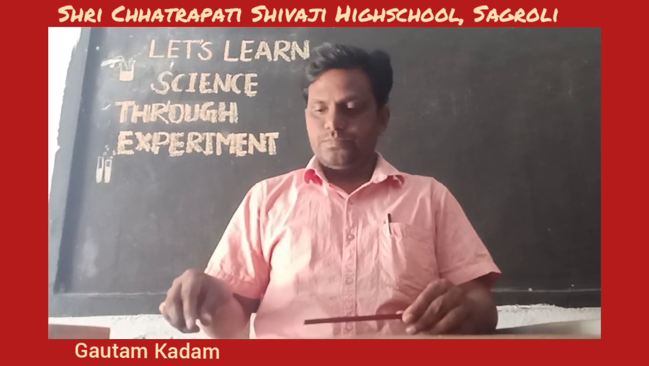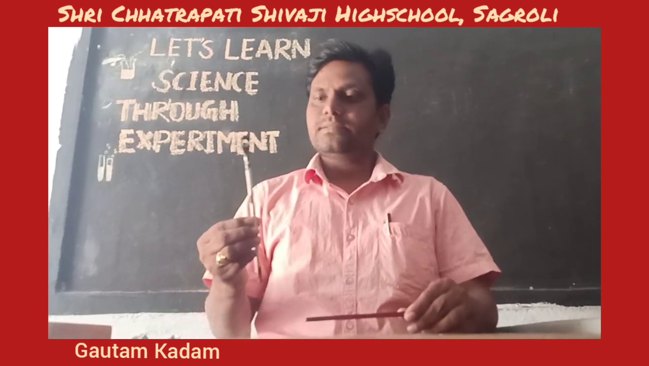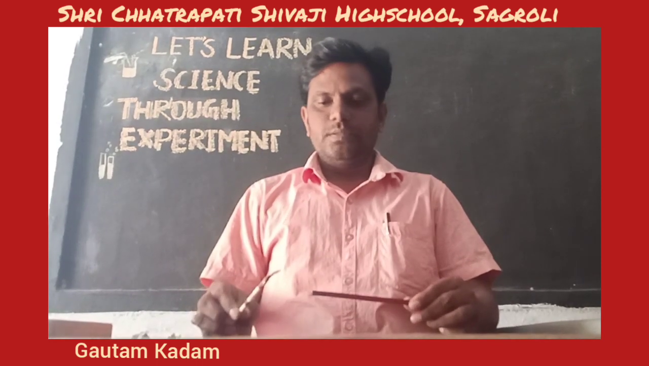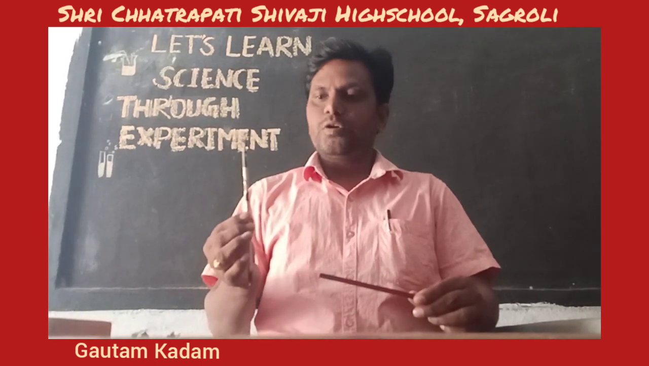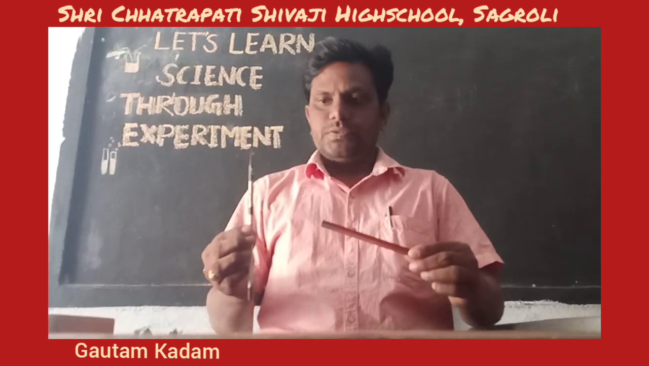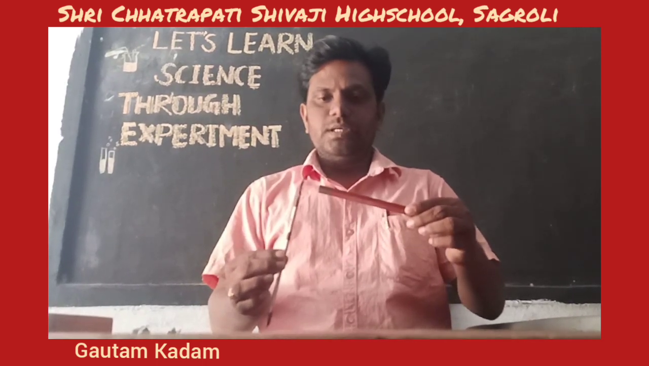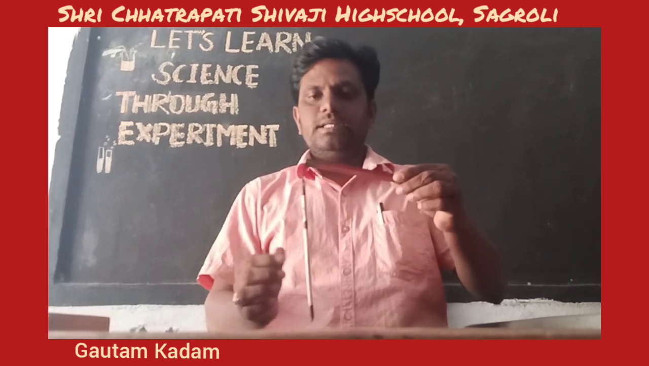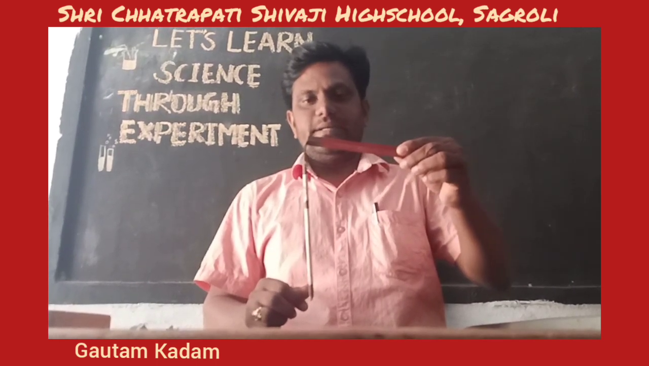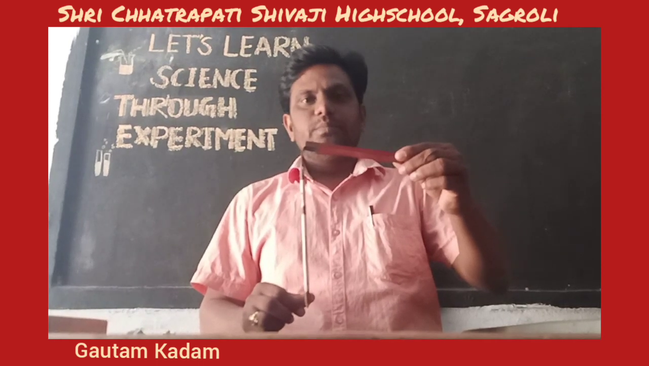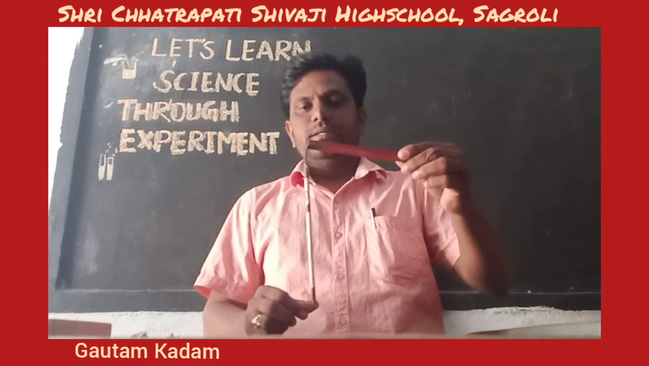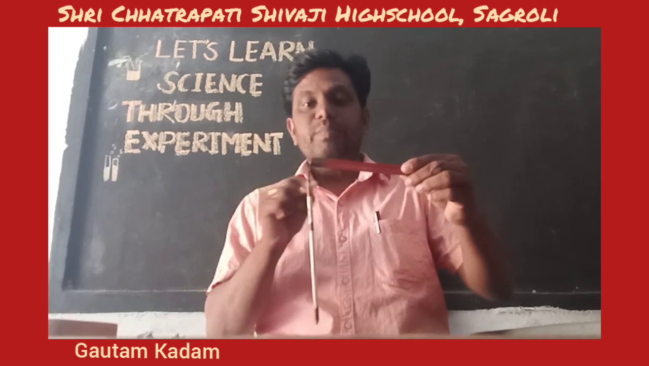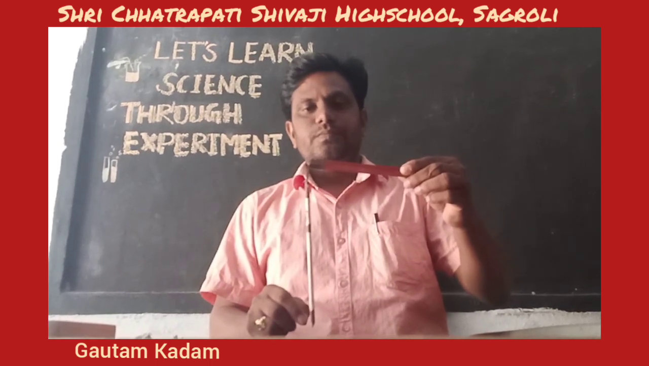First of all, I take iron rod. So this is iron rod, and when iron rod is kept near to the bar magnet, then it attracts towards the bar magnet. It means that this iron rod is the magnetic substance.